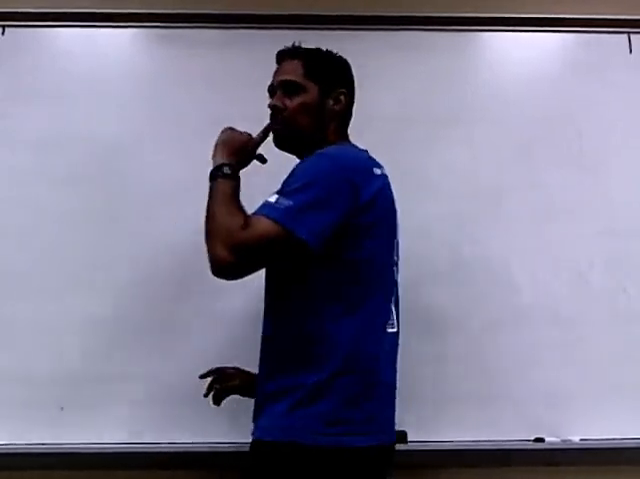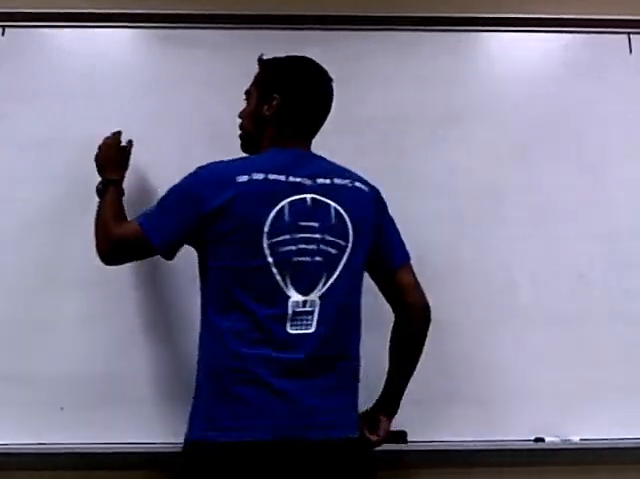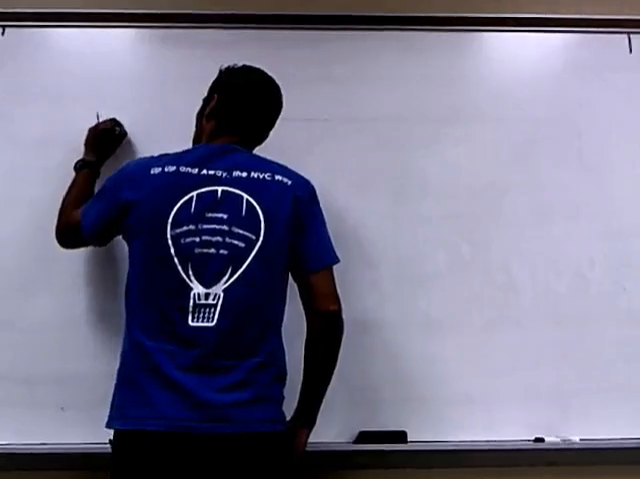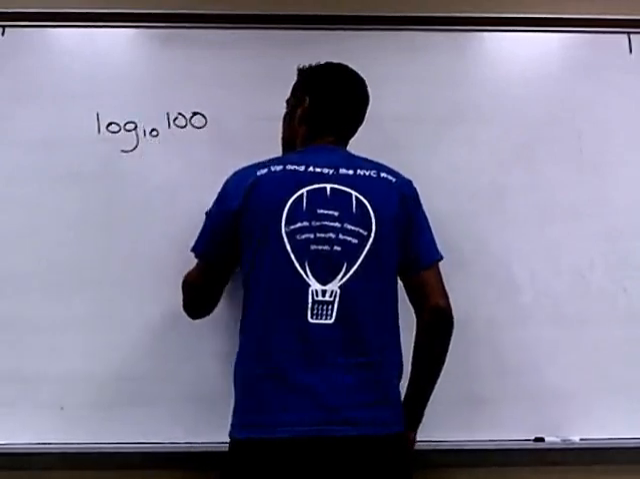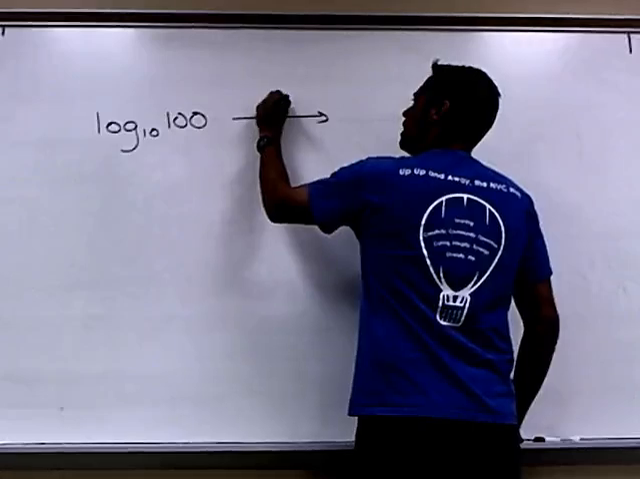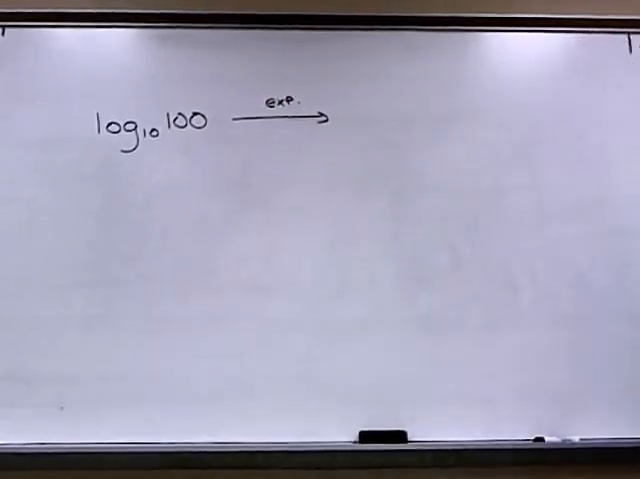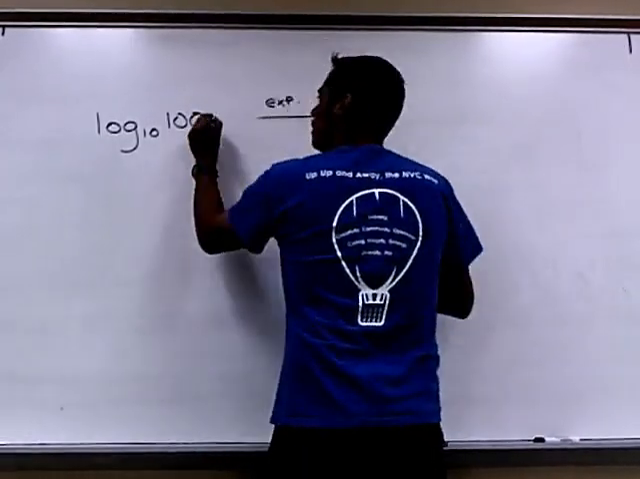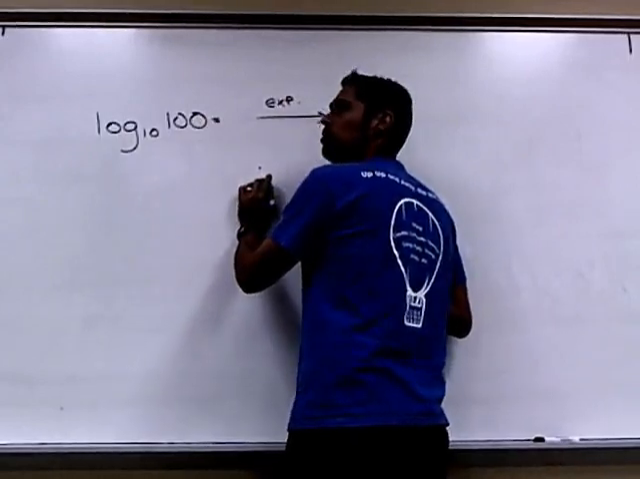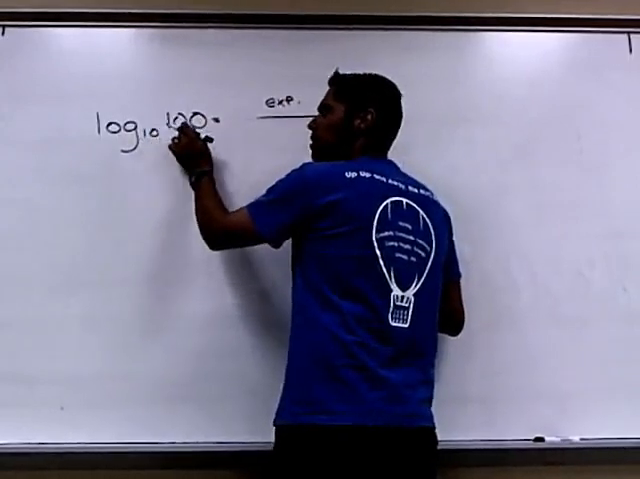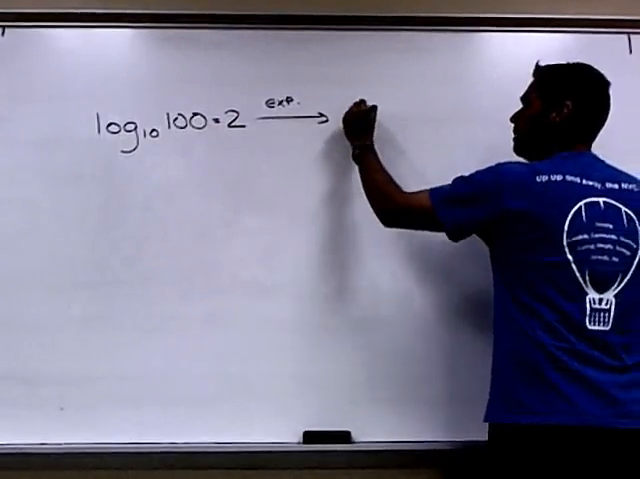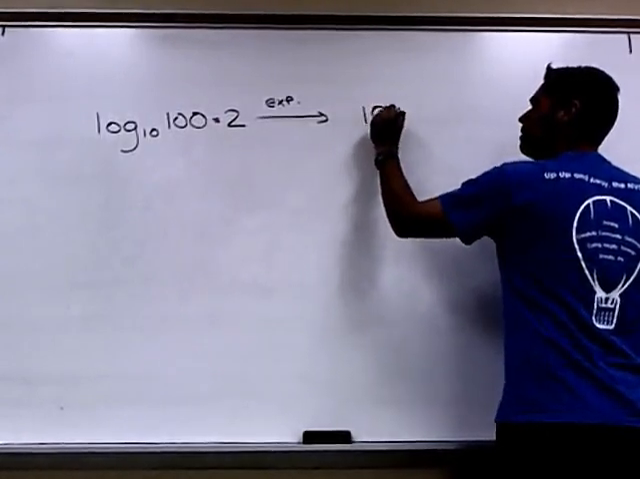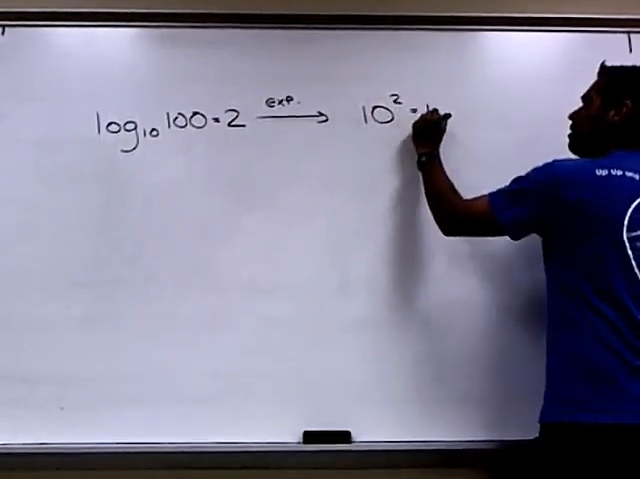Let's see if I give you a log, if you can take it to exponential form instead. So if I write log base 10 of 100, convert that to exponential form. I'm going to put exp here. Convert that to exponential. Well, you know what? I forgot to put the answer. Equals, what is that equal to? 2. Why? Because 10 to what power is 100? 2, right? So that's 2. Convert that to exponential form. It's what? 10 squared is 100, right?